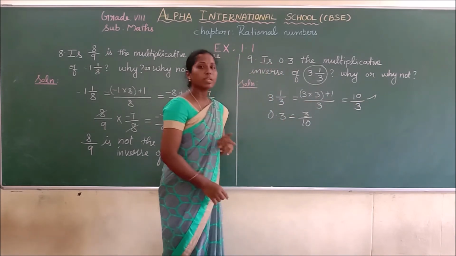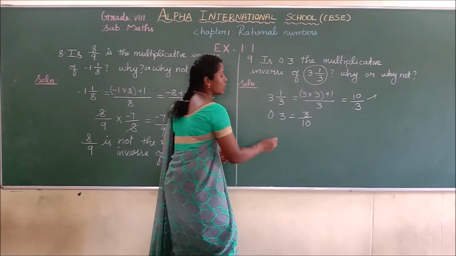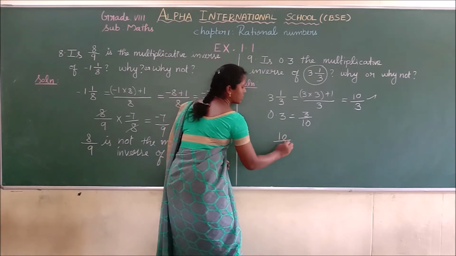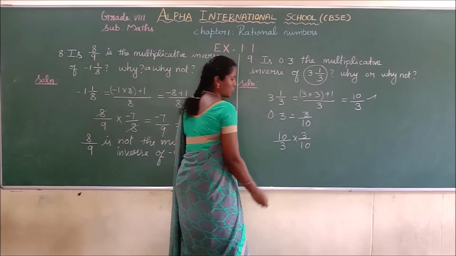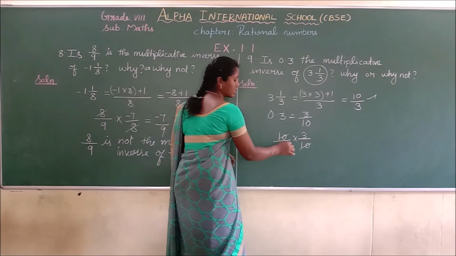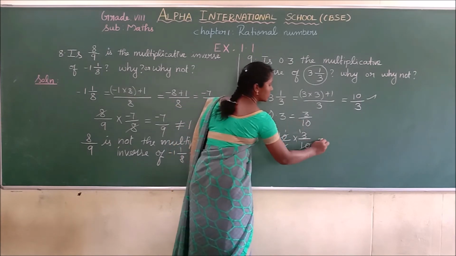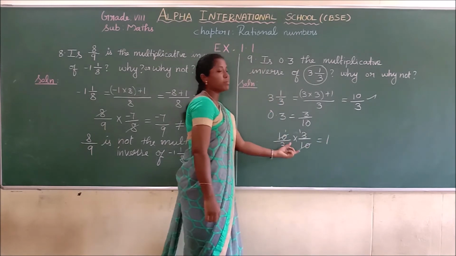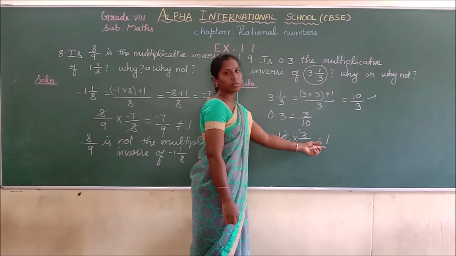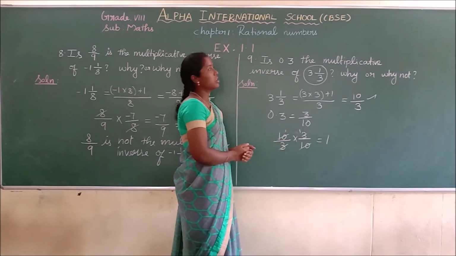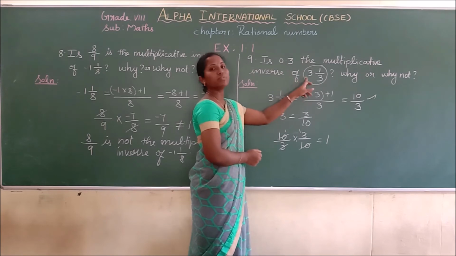Now we are going to multiply these two numbers and check whether the result is 1 or not. So multiply 10 by 3 into 3 by 10. What will happen? 10 and 10 will get cancelled, 3 and 3 will get cancelled. So 1 into 1 is equal to 1. By multiplying the two numbers, we are getting the result as 1. So what can we finally say? 0.3 is the multiplicative inverse of 3, 1 by 3.